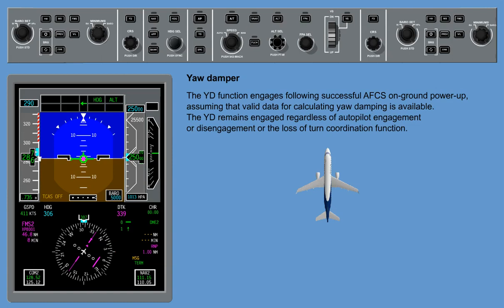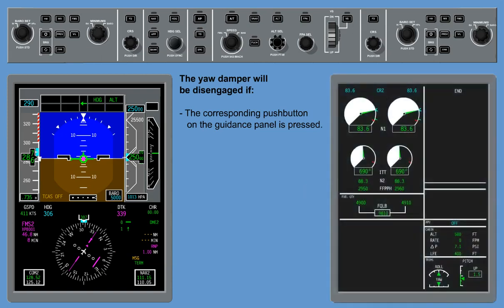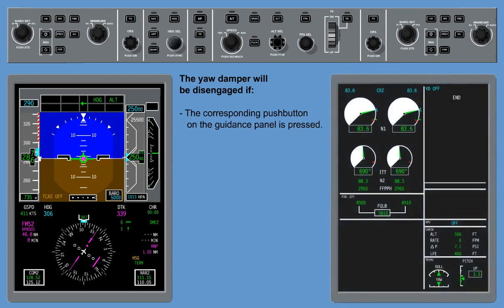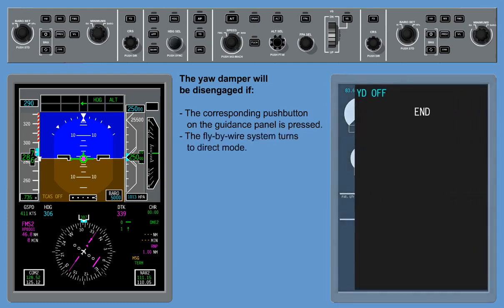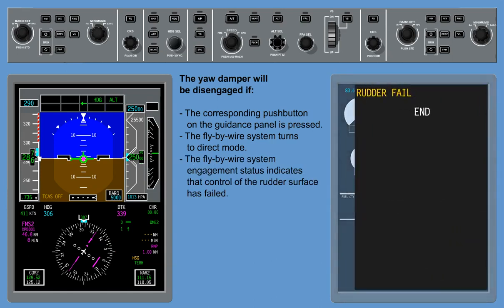The yaw damper will be disengaged if the following occurs. The corresponding push button on the guidance panel is pressed. In this case, a yaw damper off message will be displayed on the CAS window. The fly-by-wire system turns to direct mode. The fly-by-wire system engagement status indicates that control of the rudder surface has failed.